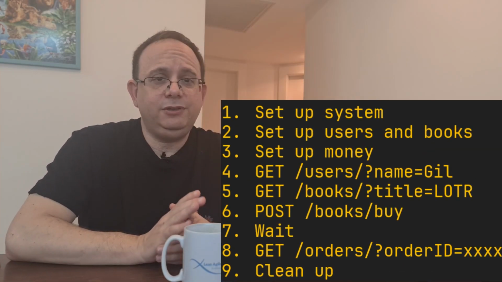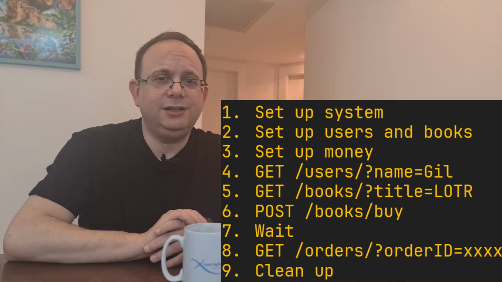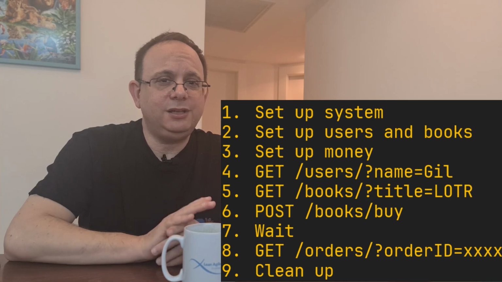If we want more predictability, we need to design our test to be a lot more robust. It will look like this. First step would be to make sure that all the systems and dependencies are there running and ready to return all the answers that we seek. Then we set up the users and the books and the money, all ready to make the purchase.